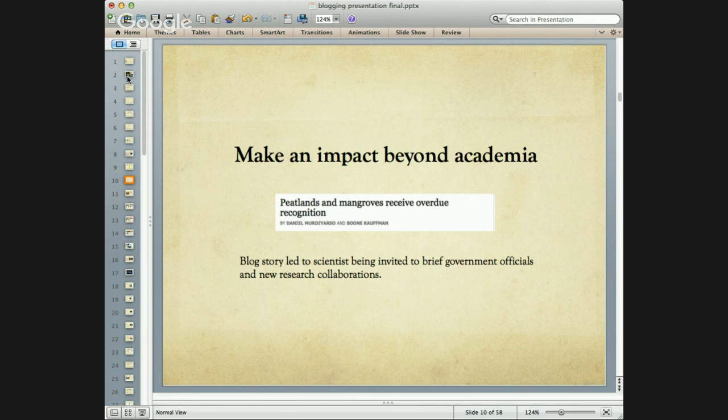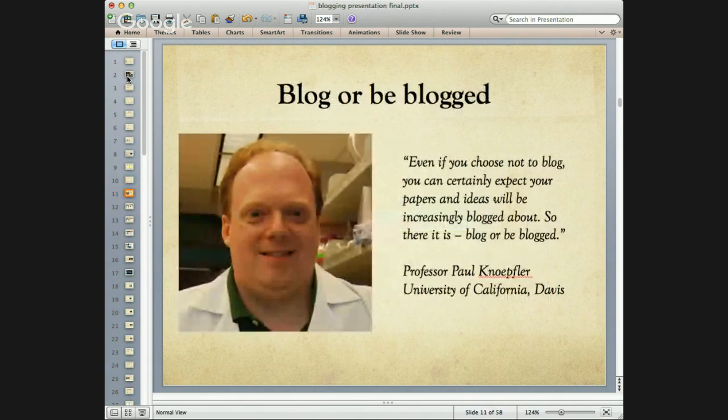So not only are you getting your research out there and getting it read by blogging, you're actually having an impact in making new connections, new networks, and perhaps having your research extended and better realized. So really, you can choose not to blog, but you can certainly expect your papers and ideas will be increasingly blogged about. I quite like this little moniker of blog or be blogged. You can either choose to have someone represent your work for you, or you can get out there and talk about the research that you or your institute is doing and be on the front foot of that.